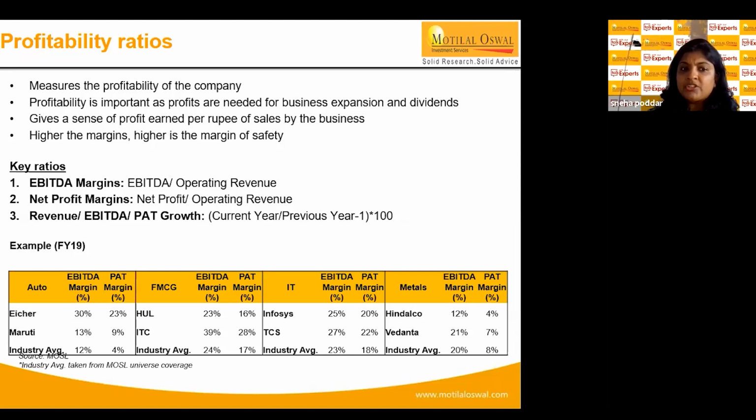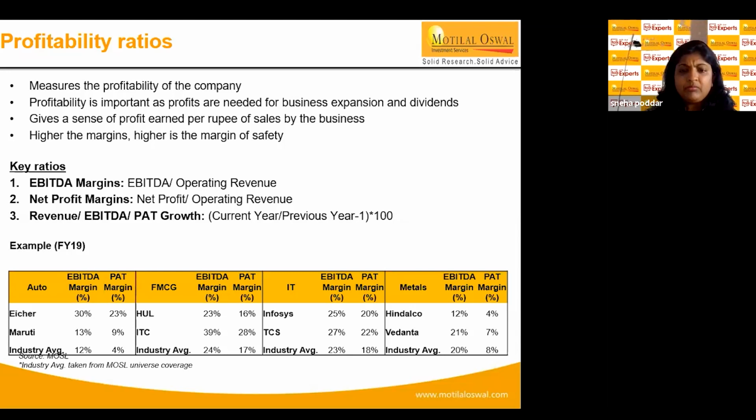Now, what is EBITDA margin? EBITDA margin is nothing but the earnings before interest, tax, depreciation. So this is the core operating profit, which I talked about earlier. The operating profit upon operating revenue will give you the EBITDA margin. Say if the company is generating 100 rupees of revenue, and the EBITDA margin is 20%, then it means that 20 rupees is being generated as operating profit.